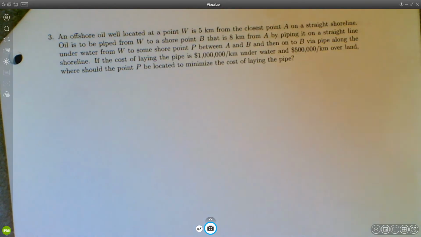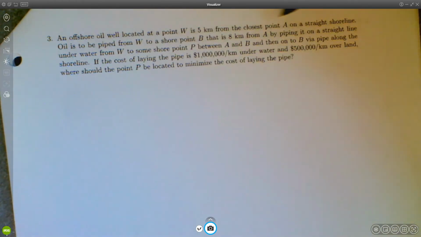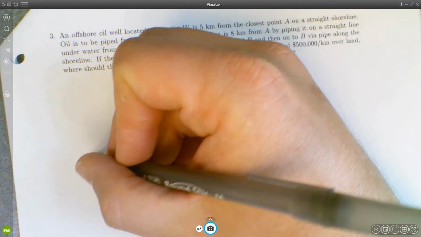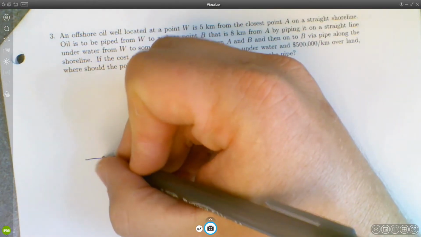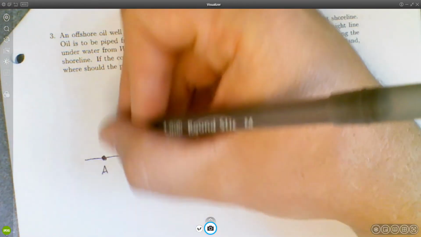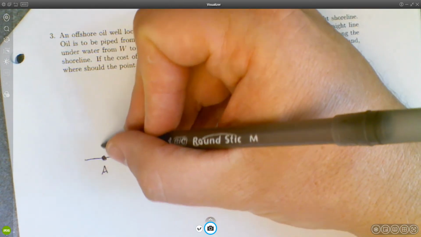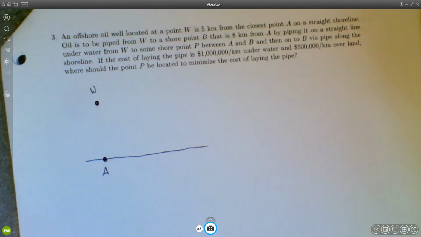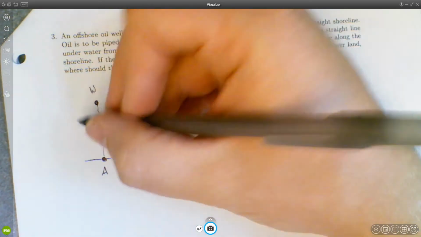So, it says an offshore oil well located at a point W is 5 kilometers from the closest point A on a straight shoreline. Here's what I'm imagining. Here's the shore. And maybe this is A along the shoreline. And then we have the offshore well, 5 kilometers from the closest point A. The closest point means it would be directly perpendicular, right? So maybe W is up here, and we know that this distance is 5 kilometers.